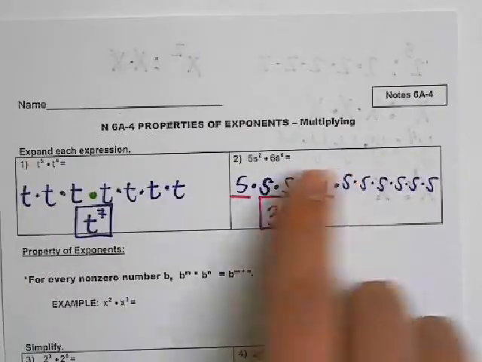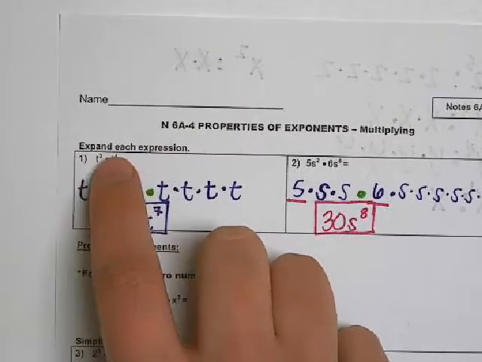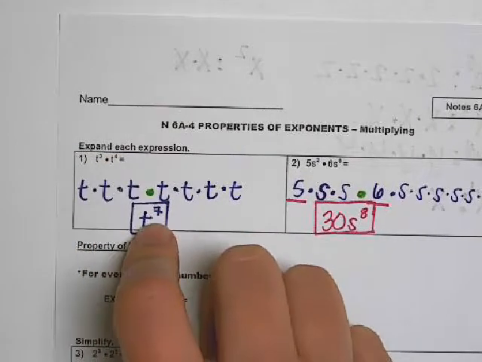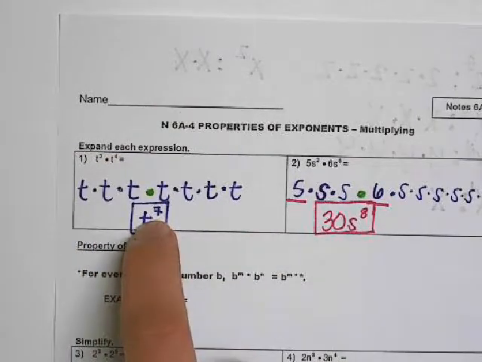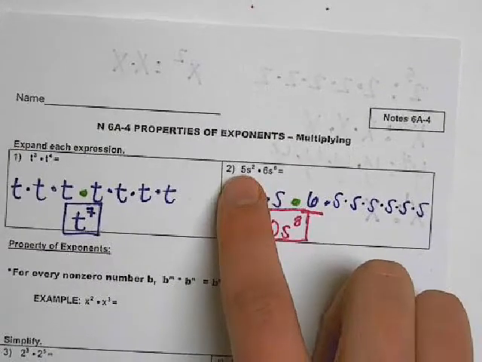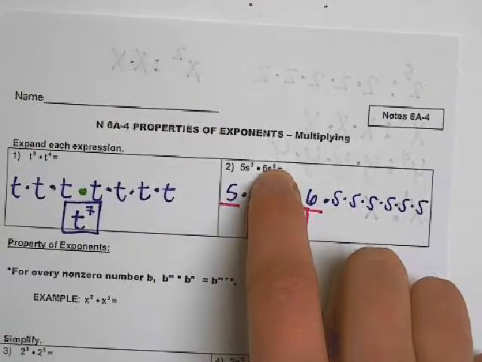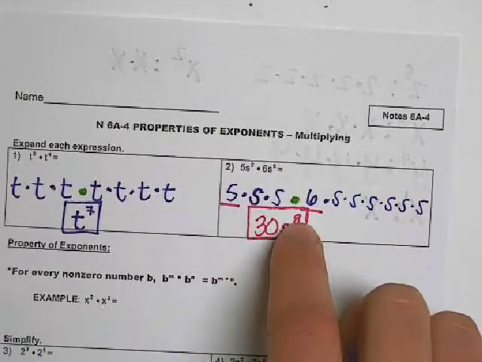Okay? Look at this one. T3 and T4. What's 3 plus 4? 7. What did I get on this exponent? 7. Okay. Look at this one. My s's. 2 and 6. What's 2 plus 6? 8.